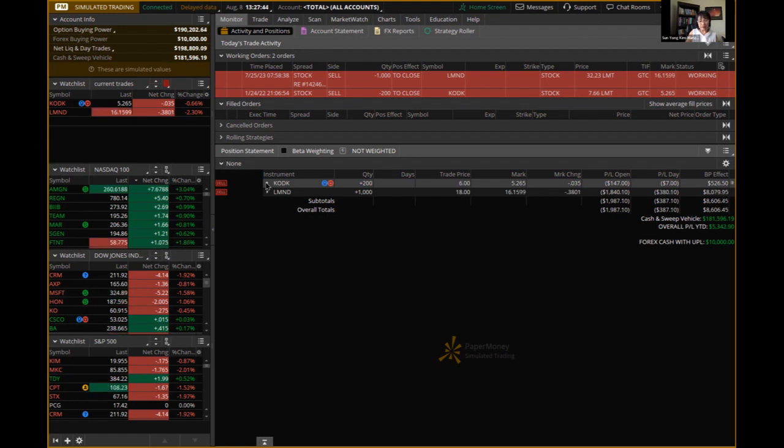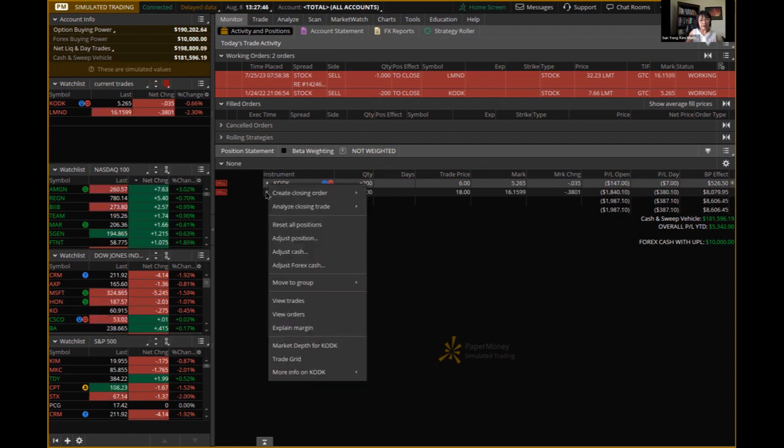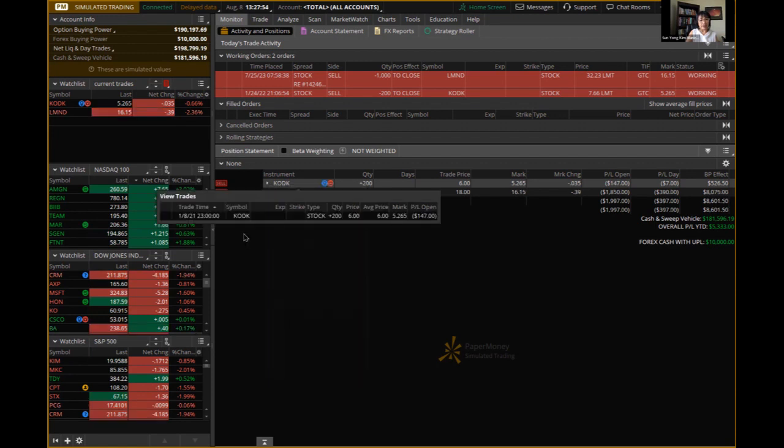And these are the stocks that I have purchased. And look at how long I've been holding this. If I was to go to view trades, I bought this stock way back on January 8th, 2021, and I'm losing $147. Now that's over 2 years because this is, what, August? So January 21, January 22, January 23. So it's over 2 years and still losing 147 on my Kodak.